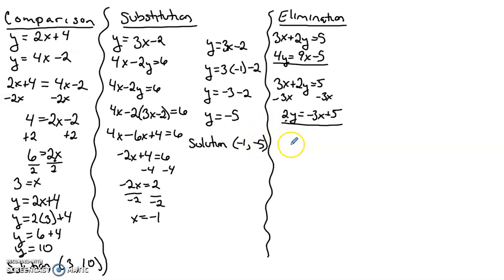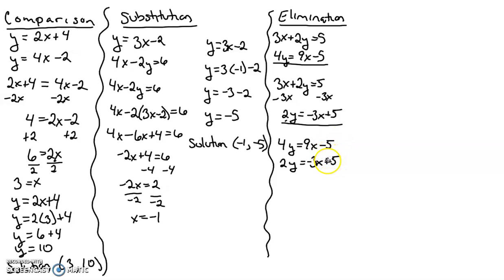9x minus 5. Now, let's write these one on top of the other. So we have 4y equals 9x minus 5, and we have 2y equals negative 3x plus 5. So now we see that these are in the same order. Our y's come first, then our equal sign, then our x's, and then a number.